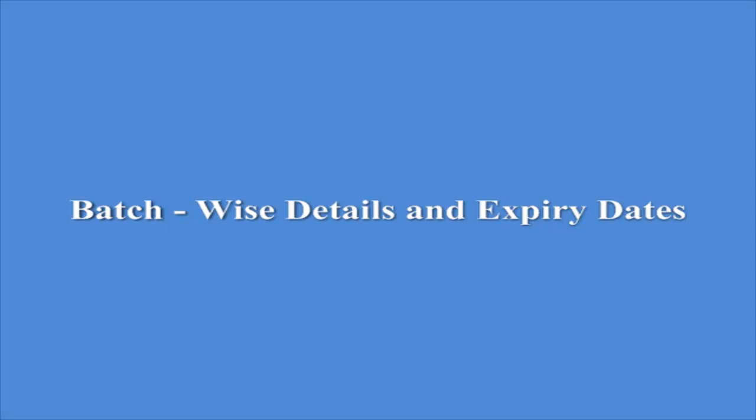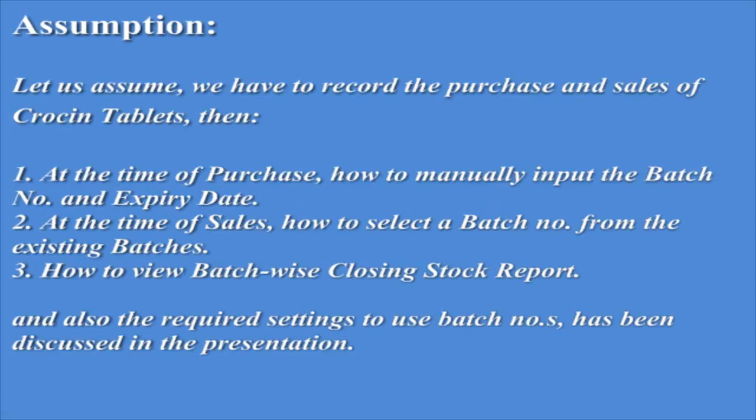Welcome. Now we are going to discuss batch-wise details and expiry dates. Let us assume we have to record the purchase and sales of Crocin tablets. Then, at the time of purchase, how to manually input the batch number and expiry date. At the time of sales, how to select a batch number from the existing batches. How to view batch-wise closing stock report. And also the required settings to use batch numbers has been discussed in the presentation.